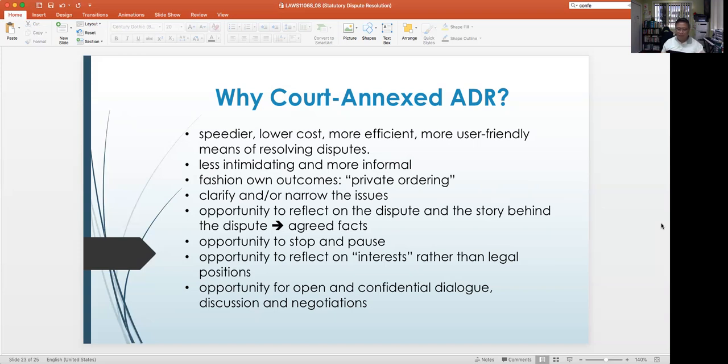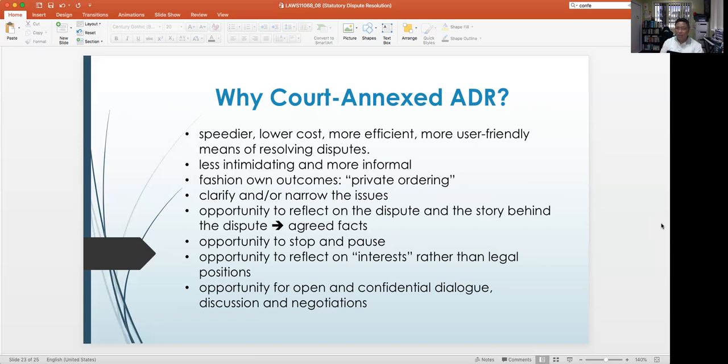However, if the parties succeed in settling the dispute through ADR, it will be speedy. It can be done quickly, less than a year from the time that the dispute arises. Of course, the costs are lower if they are successful, because imagine having a protracted legal proceeding in a court that you need to pay for lawyers.